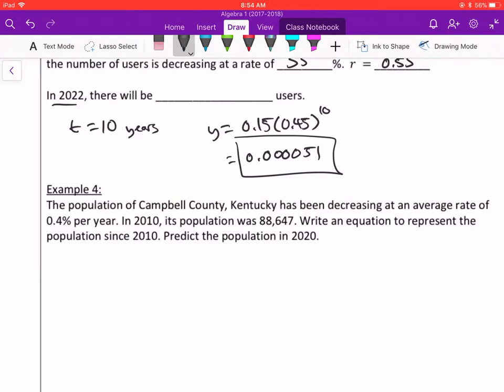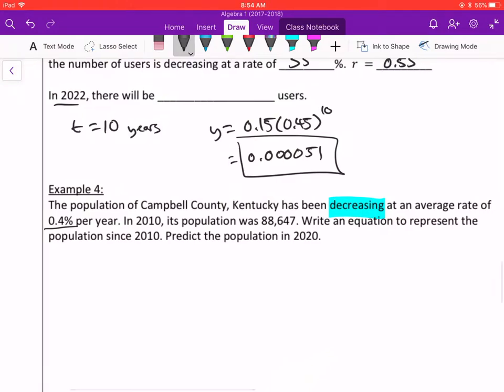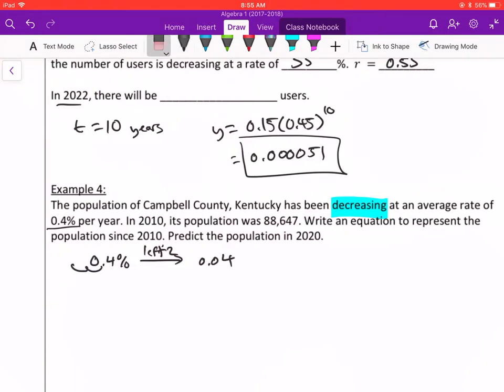The population of Campbell County, Kentucky, has been decreasing. All right, you want to look for those keywords. It's decreasing, so you know it's going to be decay, at an average rate of 0.4% per year. All right, so you have a percentage automatically in your mind. You should think, I need to change that to a decimal. So we're going left 2. So 0.004, right? I almost missed out on the zeros there.